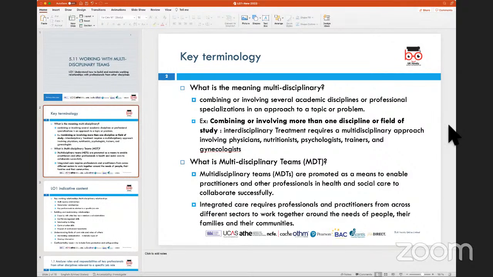So here you are putting together like-minded individuals to work to a common objective. And that is where we see MDT being used as a term, which is people with common goals and objectives coming together to work towards that particular goal.